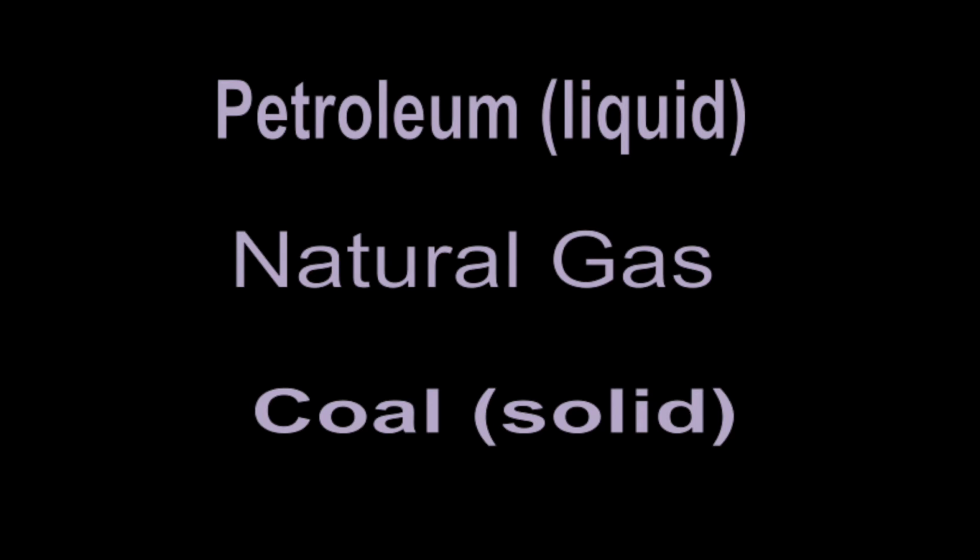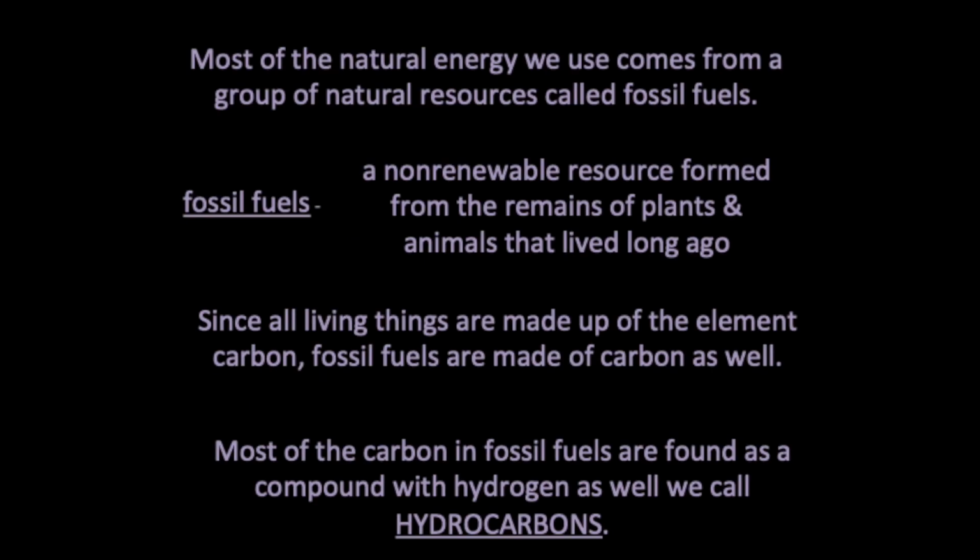Most of the natural energy we use comes from a group of natural resources known as fossil fuels. This is a non-renewable resource formed from the remains of plants and animals that lived long ago. Since all living things are made up of the element carbon, the fossil fuels are made up of carbon as well. Most of the carbon in the fossil fuels is found as a compound with hydrogen, and we call this hydrocarbons.